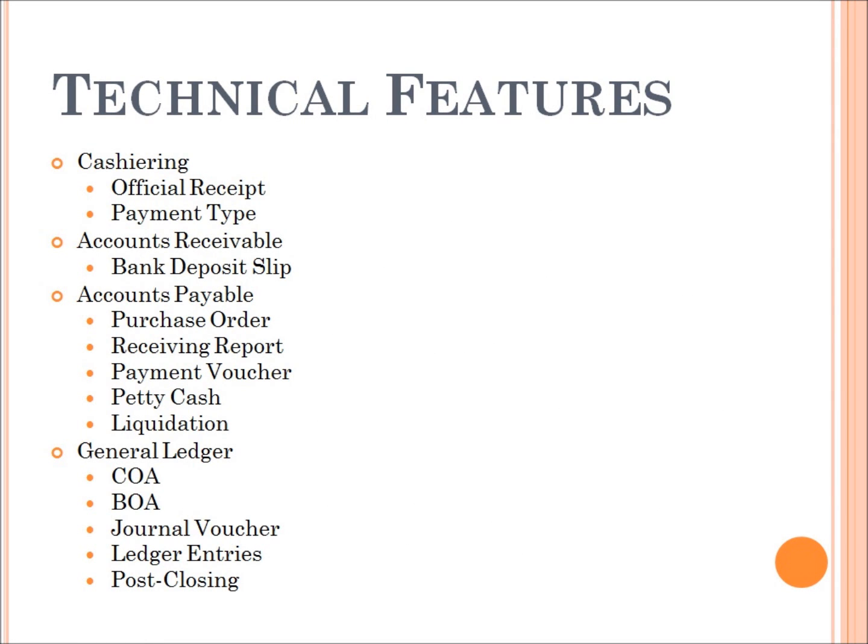For the cashiering, it covers the official receipt and payment type. For the accounts receivable, it covers the bank deposit slip. Purchase order, receiving report, payment voucher, petty cash, and liquidation is covered by accounts payable. COA, BOA, journal voucher, ledger entries, and post-closing are covered by general ledger. Along with the database design, project charter and EIS documentation must be prepared.